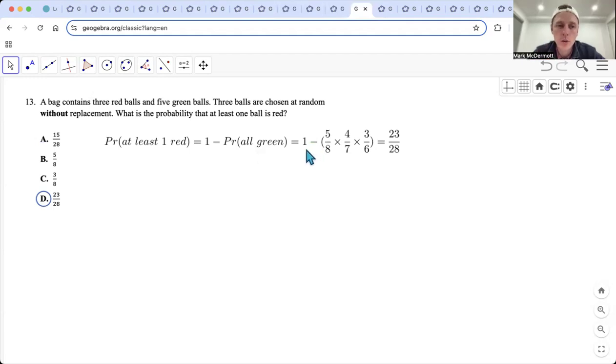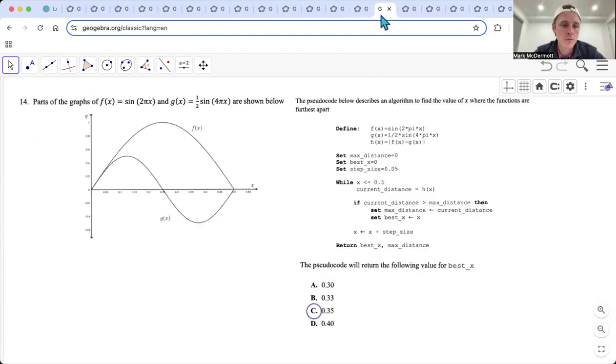So 1 minus, but it is without replacement, so you don't put the ball back in. So it's 1 minus 5 out of 8 multiplied by 4 out of 7 multiplied by 3 out of 6, which is 23 on 28. You could also do this with the hypergeometric distribution approach, which I'll put a link below for as well. But I think that way is probably easier in that one. Probably could have made that question a bit harder, but hopefully it's instructive if nothing else.